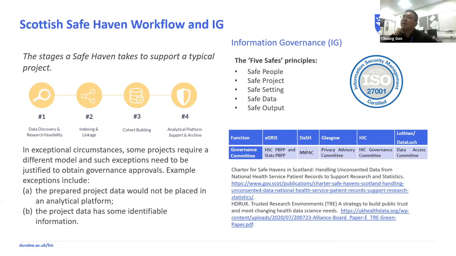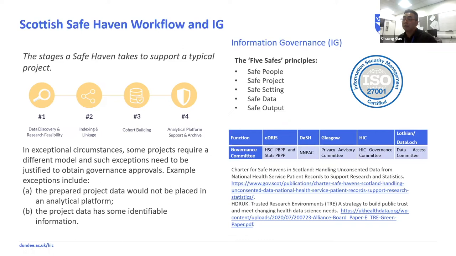In terms of the IG work, the information governance, it's really difficult to summarize what Safe Havens do. In common, the common principle is the same, which is the five safes: safe people, safe projects, safe settings, safe data, safe output. But the IG work really varies from safe haven to safe haven, and even within the same safe haven, if the project is different, the IG work will be quite different. So the IG work is normally quite bespoke to the specific project.